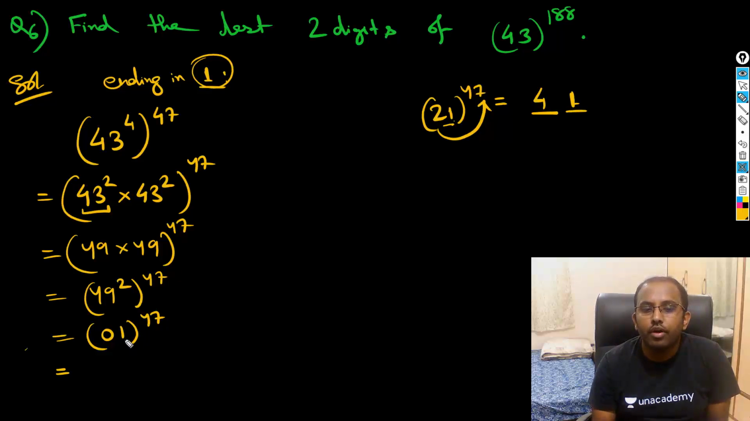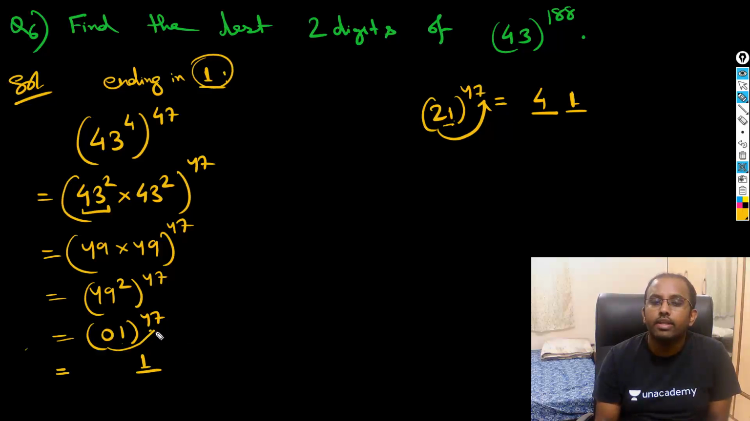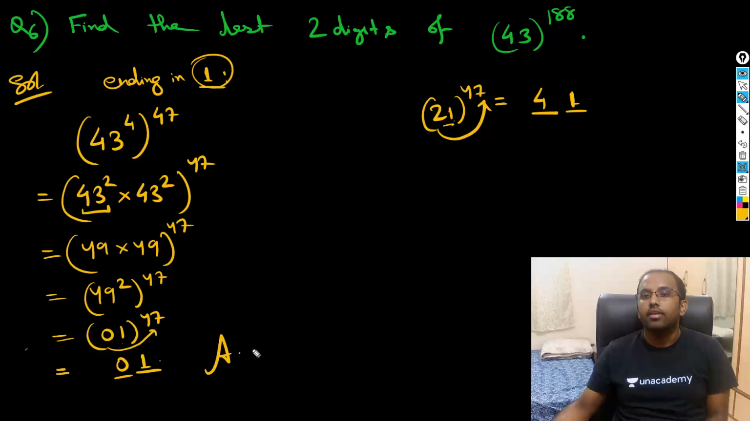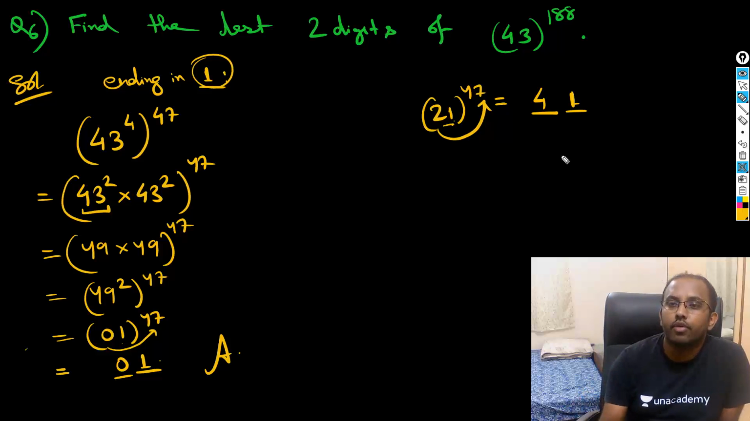Similarly, basically 1 to any power is 1 only, and 0 into anything will be 0 only. So what are the last two digits? 01. So 01 is the answer for this question. That's the last two digits of 43 raised to 188. Fine. Let's go to the next question.